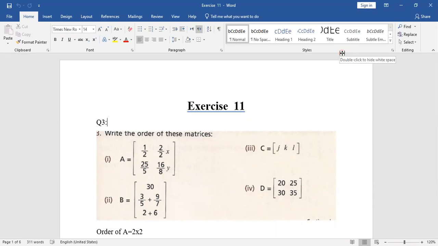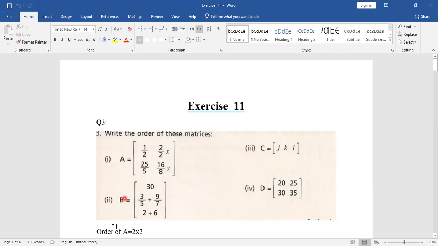We are here with exercise 11 that is related to matrices. Question 1 is related to fill in the blanks. Question 2 is related to true and false. Now question 3, we have question 3. This is write the order of the matrices.